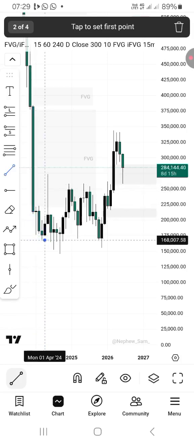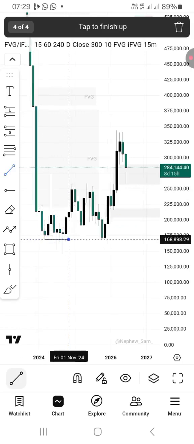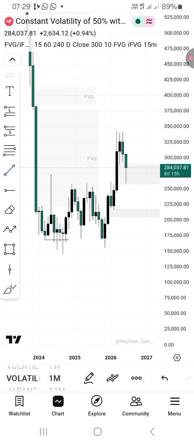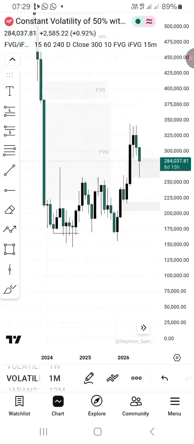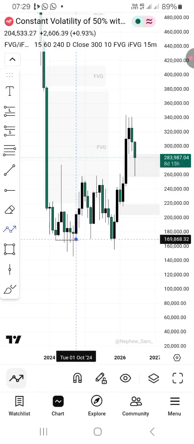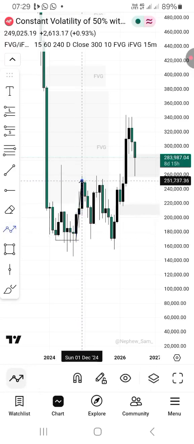This is a swing low, and price came and swept it. This entire candle failed to close below it. So we call that a sweep of market structure. And after that happened, price rallied up.